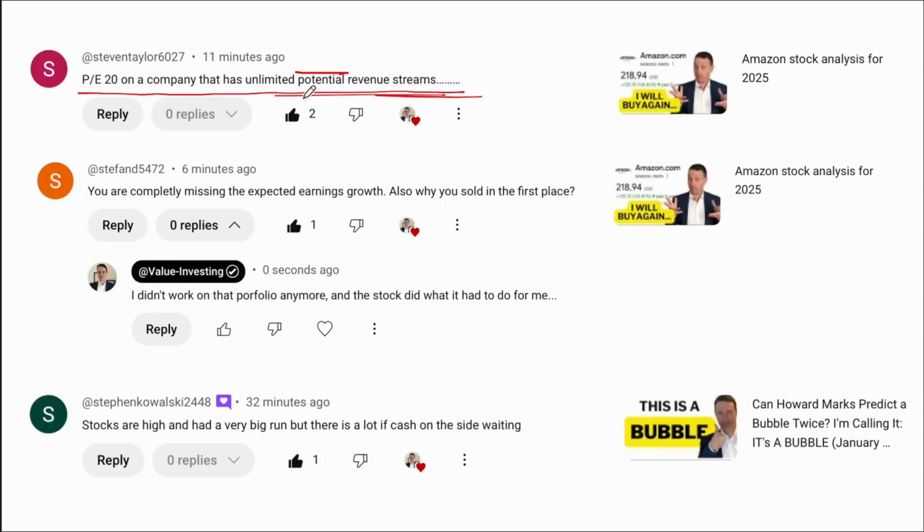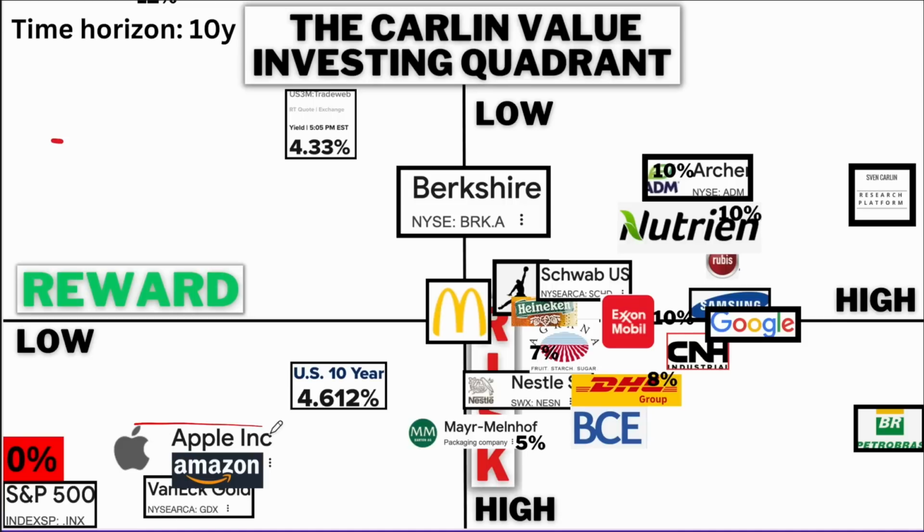Value investing is not about potential. It is about cash, as Warren Buffett would say. You are completely missing the expected earnings growth. Also, okay, why you sold it didn't work on that portfolio anymore. But when it comes to here, I find it very, let's say, expensive, but anything can happen.